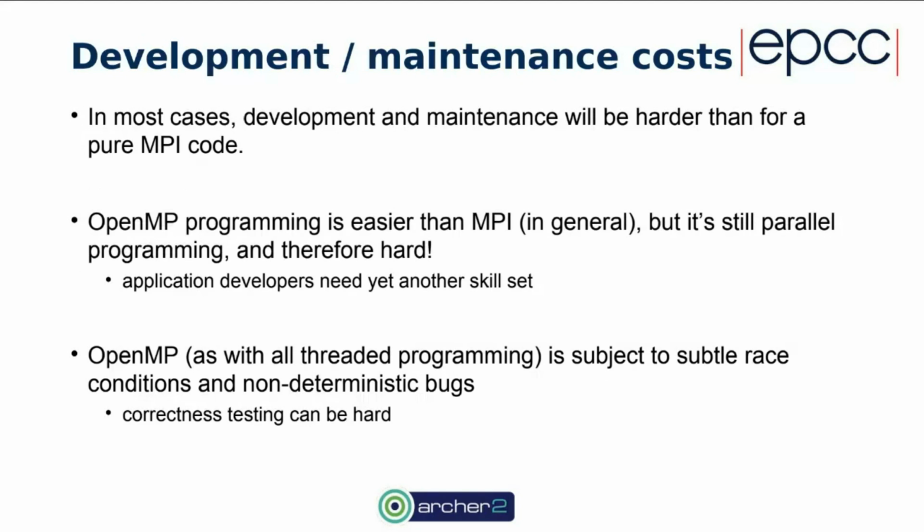First of all, let's think about the software engineering aspects. In most cases, the development might be harder than it is for a pure MPI code. As you're well aware, probably, MPI programming is in general somewhat easier than OpenMP, but it's still parallel programming. It's still hard, and your application developers need yet another skill set. And as you're also well aware, OpenMP is subject to subtle race conditions and non-deterministic bugs, which means that correctness testing is quite tricky.